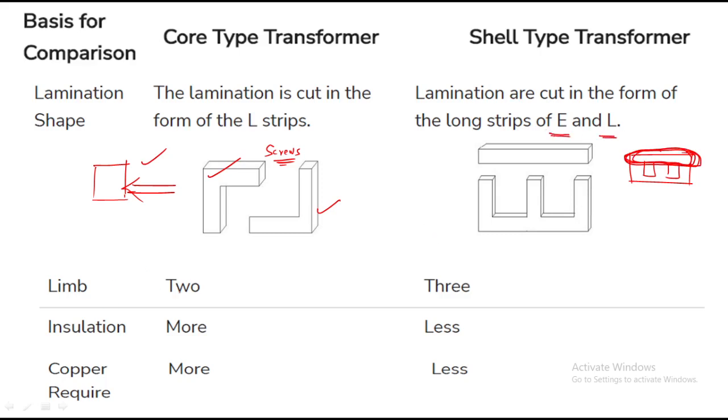So how many limbs we have? 2 limbs. Here we have 3 limbs. 2 limbs means what? This is 1, this is 2. Coming to shell type, this is first limb, second limb, this is third limb. So coming to the insulation point of view, more insulation is required for core type transformer and less insulation is required for shell type transformer. So coming to copper requirement, since insulation requirement is more, obviously the copper requirement for the winding is more, and the copper requirement for shell type transformer is very less compared to core type transformer.